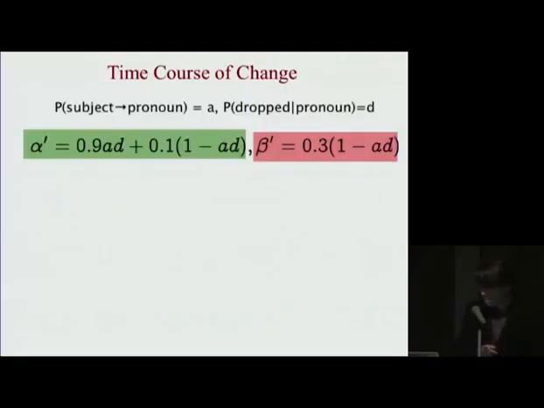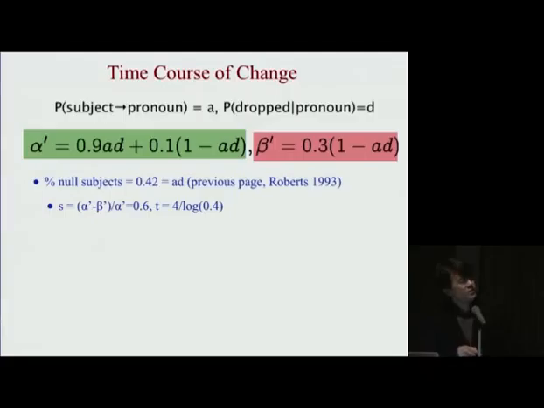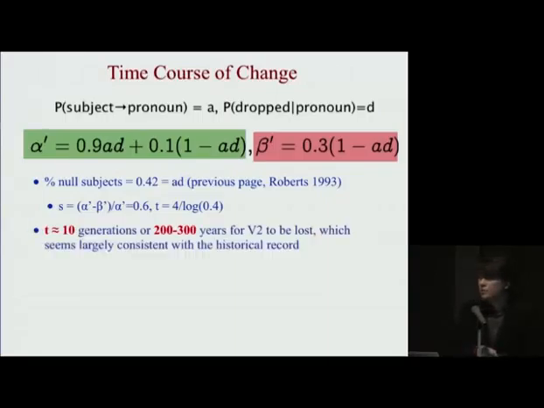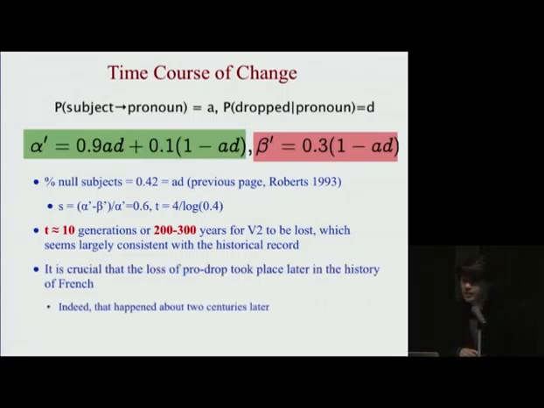We can go slightly further. Okay, so we calculate now. This is just rewriting what I had earlier, we can calculate S. Since we know the percentage of null subjects is about 42% from E.M. Roberts' data, we can rewrite S as 0.6. So we can actually estimate the number of generations we expect it to take for V2 to lose out to SVO. And that's about 10 generations. I don't know how long you want to attribute a generation to the ancestors of the French, let's say roughly 20 to 30 years. So that means it took about 200 to 300 years for the change to go to completion. That's more or less correct. Again, that's a prediction you can make on numerical grounds.